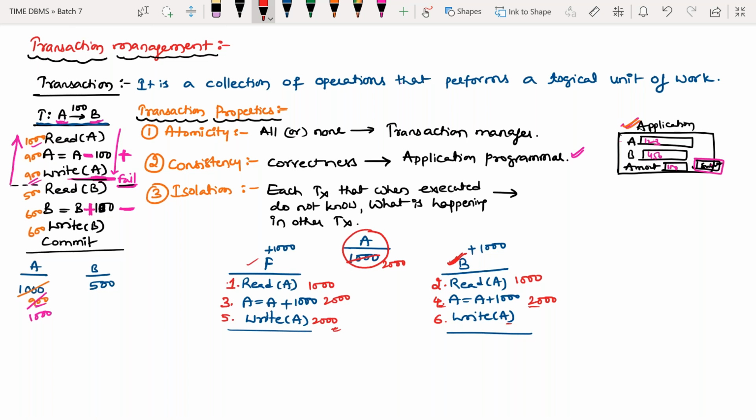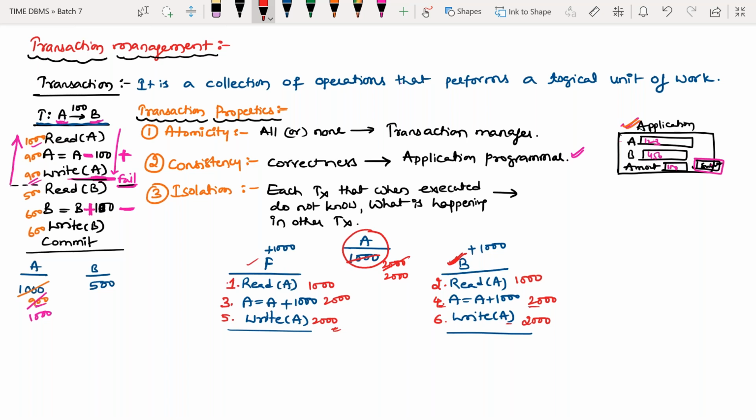And moreover, B does not know what happened with the F transaction, so it is going to write the value 2000 to the disk. So 2000 is overwritten by 2000 by the B transaction. Now look, has any loss occurred? Yes, here a loss occurred. What is the loss?